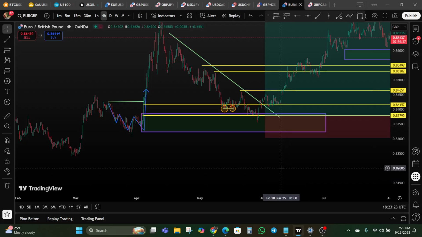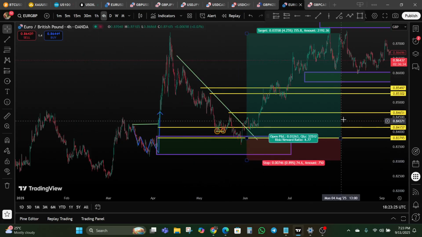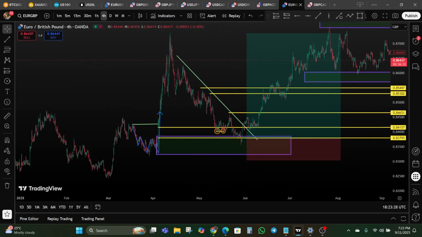That is it for this lesson on the ICT reversal strategy. Keep studying liquidity, stay patient, and always let the market come to you.